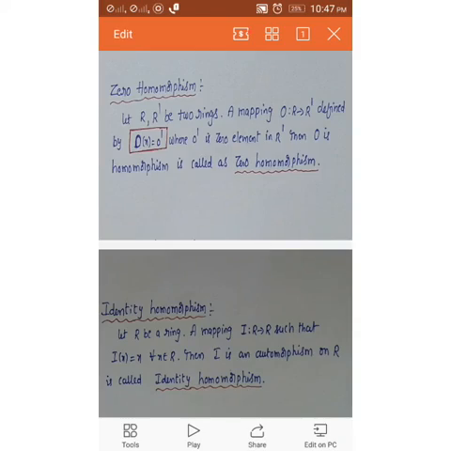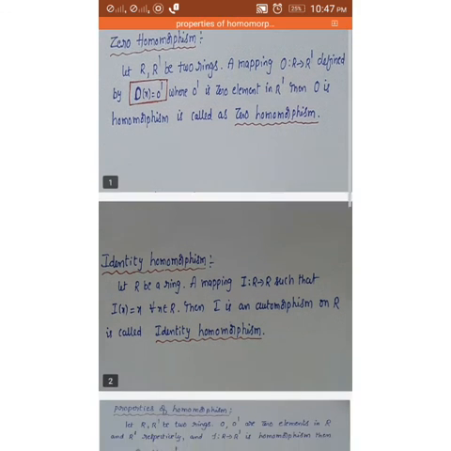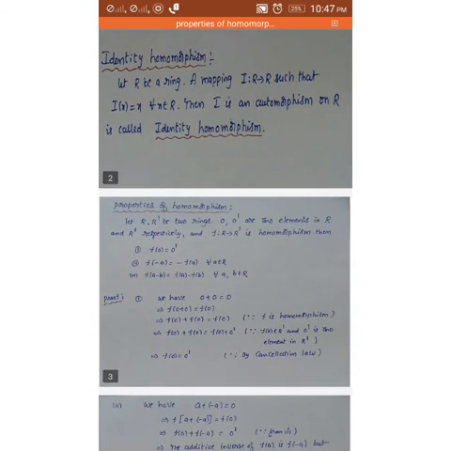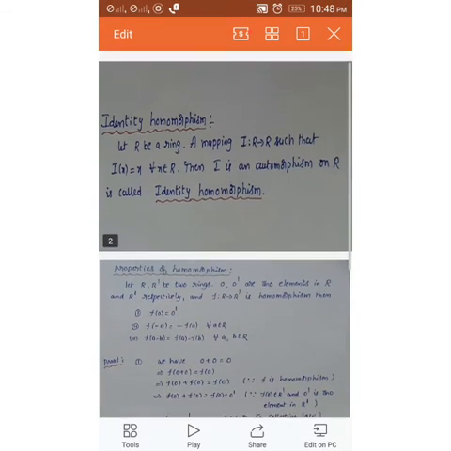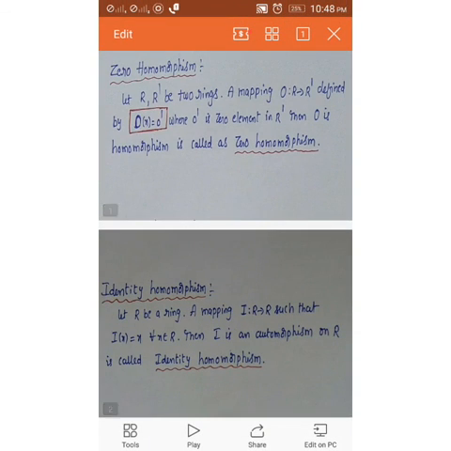Okay students, last class we discussed homomorphism and the types of homomorphism. In that class we discussed what is zero homomorphism, identity homomorphism, properties of homomorphism, and one problem based on homomorphism. So what is zero homomorphism?